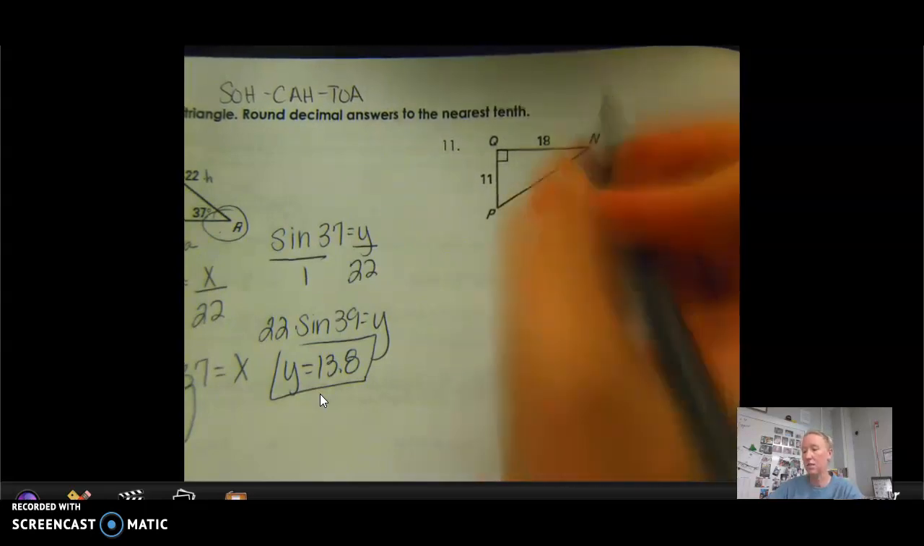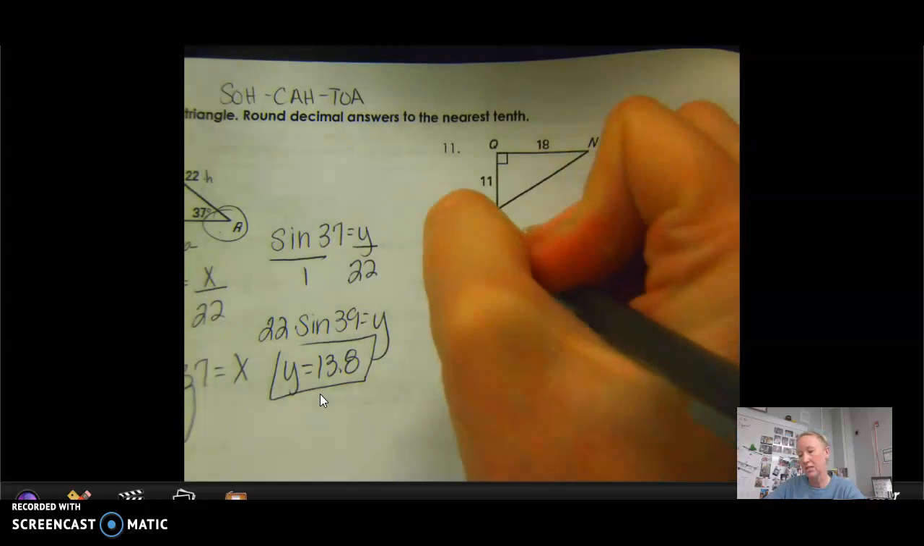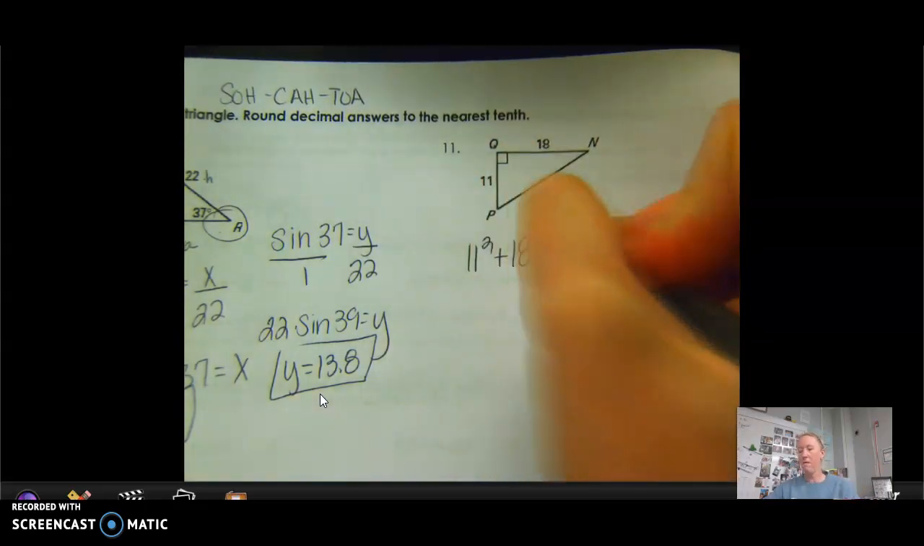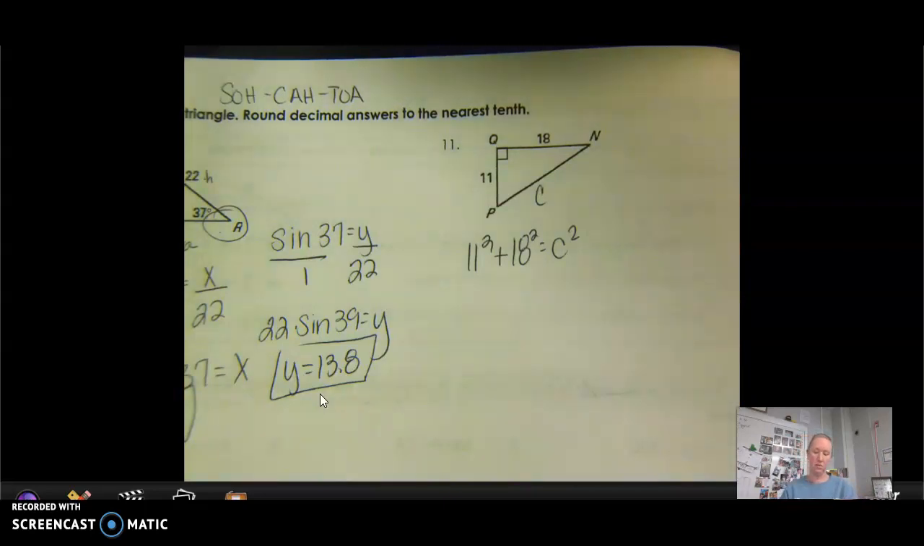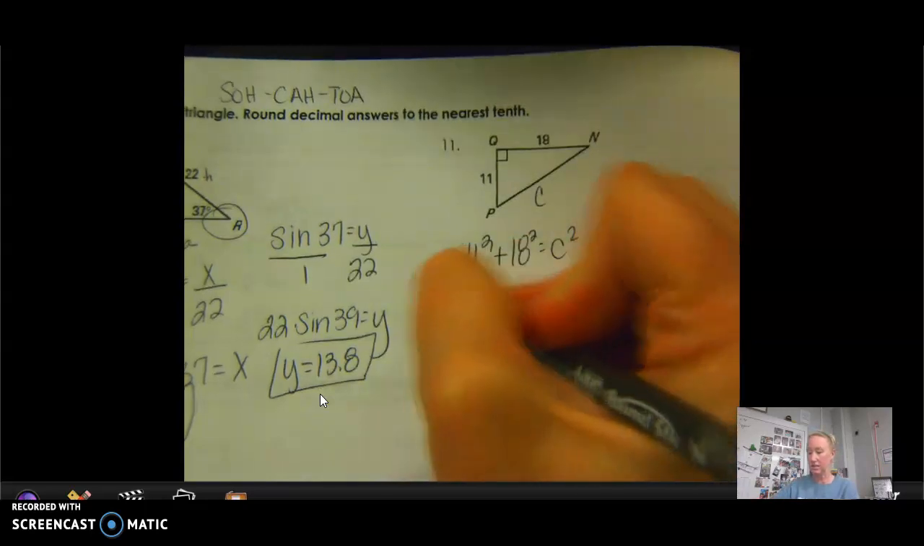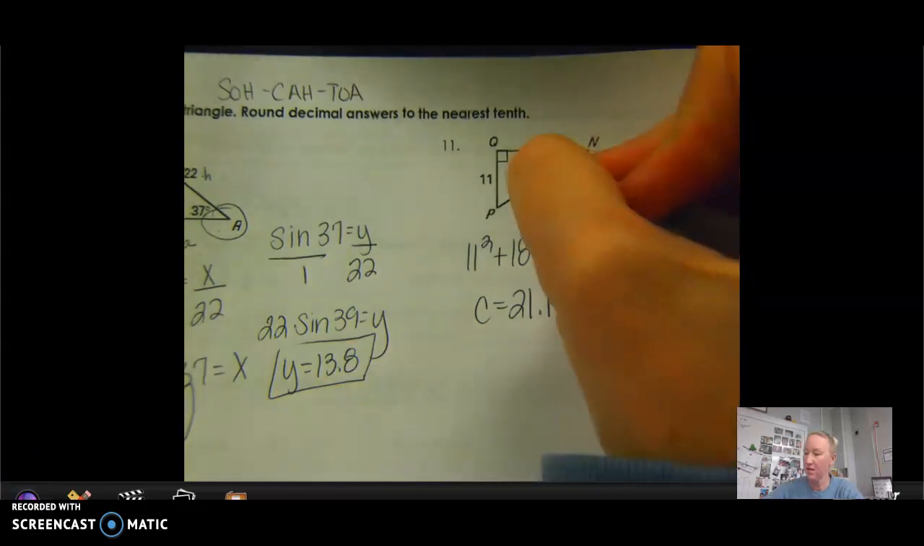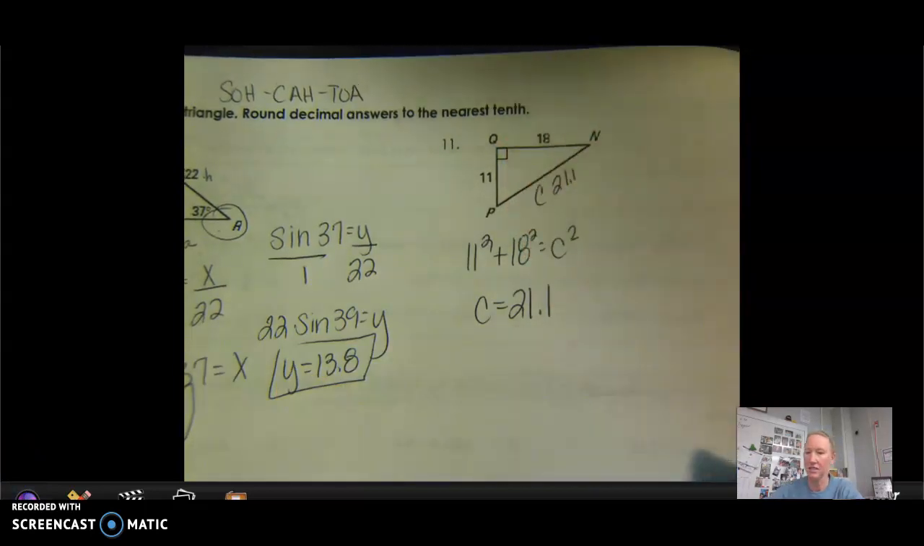I'm going to find this third side by just doing Pythagorean theorem. So 11 squared plus 18 squared equals, we'll call this c squared. So 121 plus 18 squared equals 445. And then I'm going to take the square root of that answer, and I get C is equal to 21.1. Okay, so now that I know this, I can go ahead and start finding my angles.